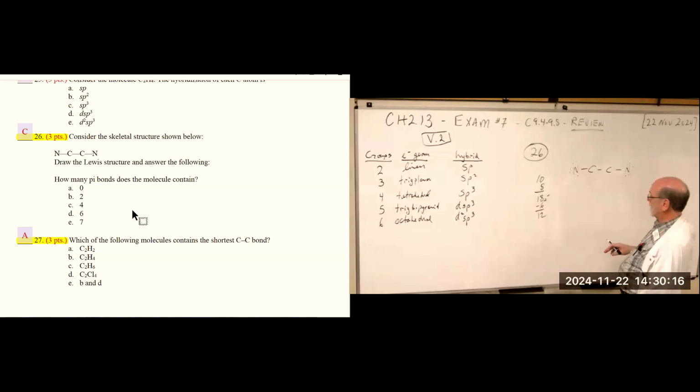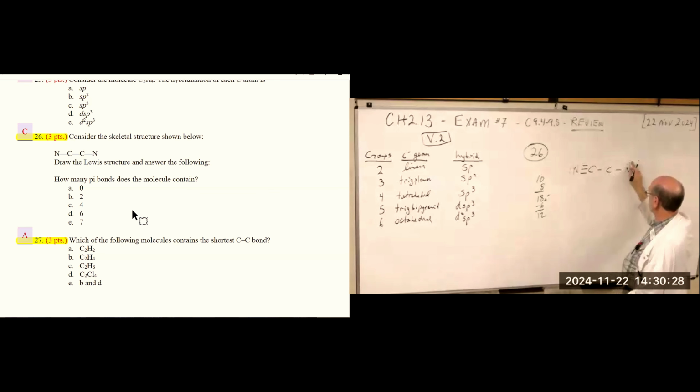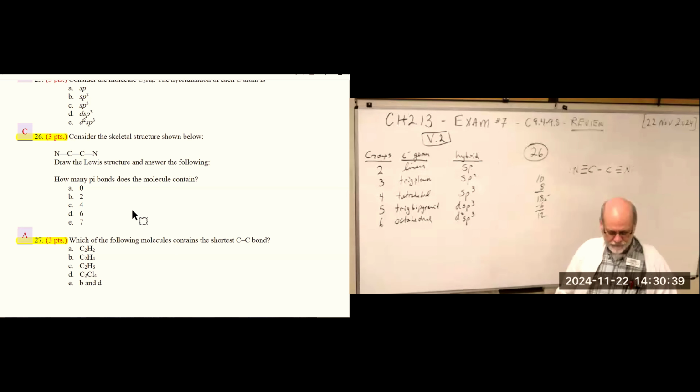Now we can make octets. Right. We take these 2, that 2, 4, 6, 8. 2, 4, 6, 8. This one needs here also. There we go. So the question was, how many pi bonds are there? 1, 2, 3, 4. C is the answer.